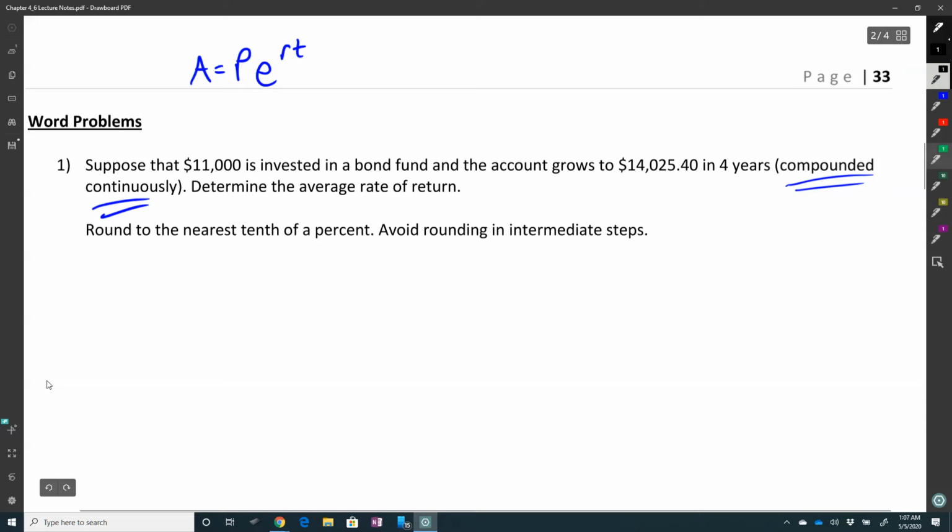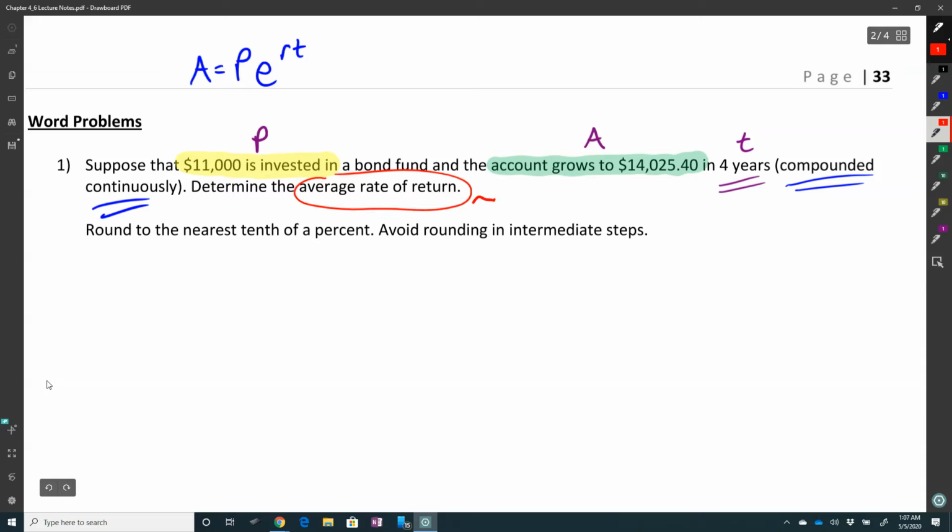Okay, in addition to that, we know that $11,000 is invested. That's the initial amount, so that's going to be my P. The final value, that's going to be my A in 4 years. So there's your T. And the only variable that we don't know is R. So find the average rate of return. So they're telling us to solve for R.